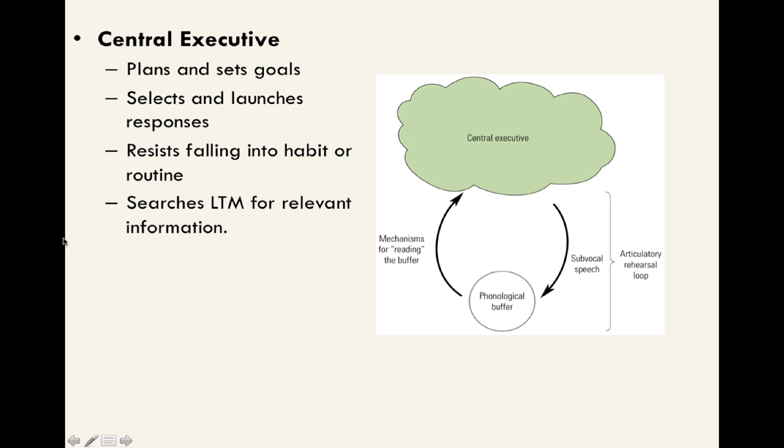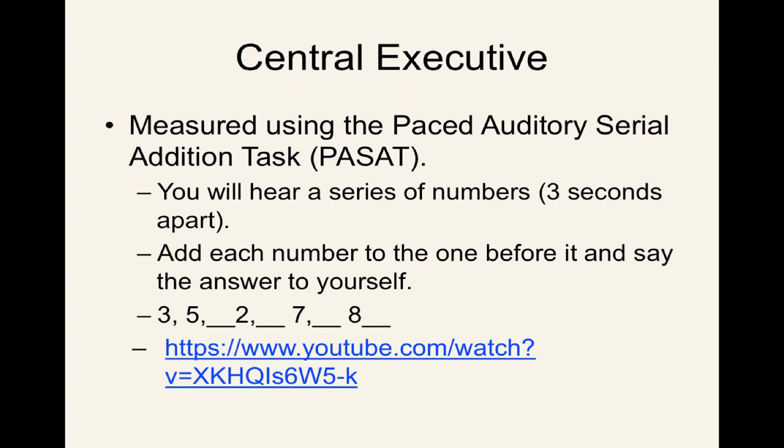It also searches long-term memory for relevant information to help you accomplish what you want to do. So it's definitely the one that's in charge and keeping us on task and using the resources and deciding which resources to use. So the central executive is a very important function, right? It's the one that allows us to stay on task and accomplish things and keep track of things. And so it's one of the components here that is very important, and as a result there's actually a test for it, the paced auditory serial addition task. And so we're going to do that right now very briefly.